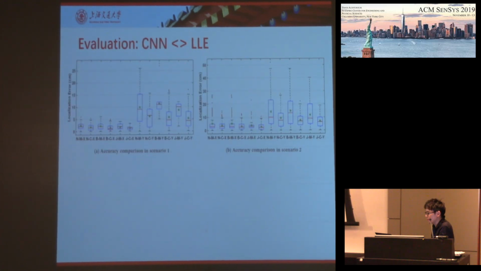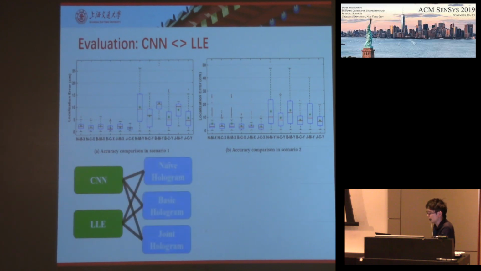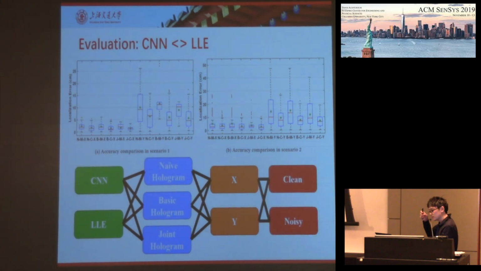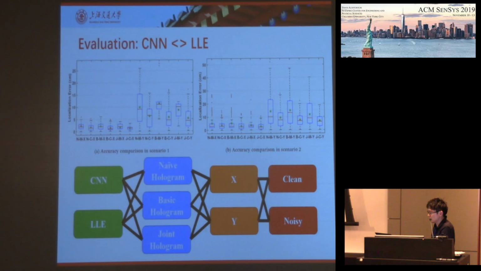We also compare the performance of our convolutional neural network solution with a traditional largest likelihood estimation solution. We conducted a series of experiments by combining different methods. We compare their accuracy using different holograms in different directions and different environments. The results are somewhat complicated, so you can refer to our paper to see more details. In conclusion, the convolutional neural network solution significantly outperforms the largest likelihood estimation, especially in the y direction, based on our experiments.